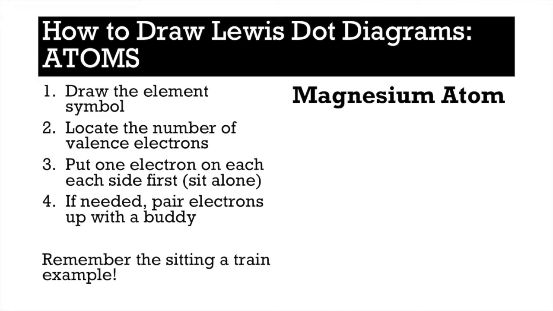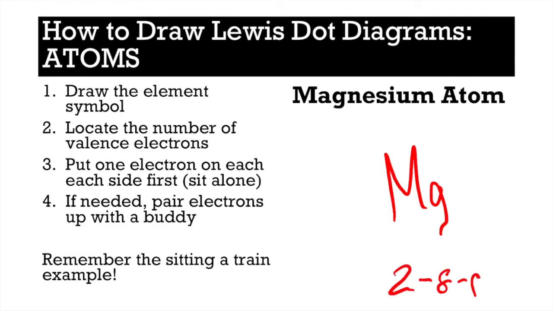Next, let's try magnesium. Magnesium is Mg, and has the electron configuration 2-8-2. So how many valence electrons does it have? You should say 2 valence electrons. So 1, 2. And again, that is it.